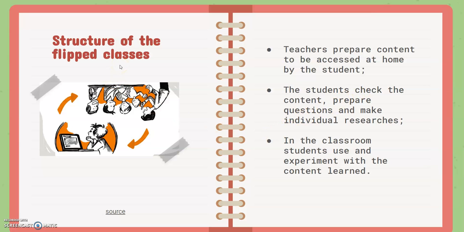In the structure of the flipped classes, the teachers prepare content to be accessed at home by the students first, and then the students check the content, prepare questions, and make individual researches. So what you normally do in the classroom in traditional classes, you're basically doing at home. The classroom then becomes the place where you're using the content that you learned beforehand, either to do experiments, or to practice, or to get into deeper, more particular topics related to the content you're learning.